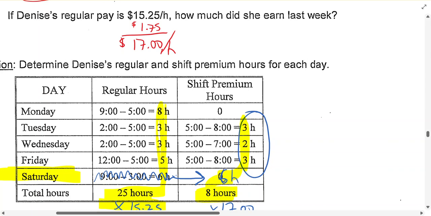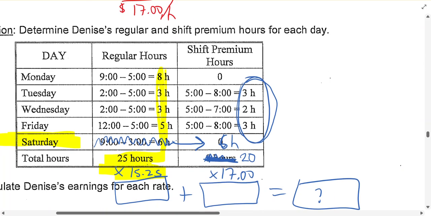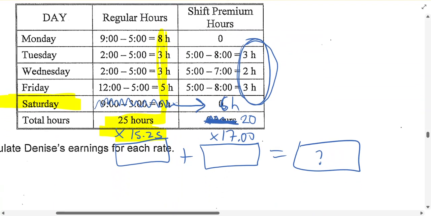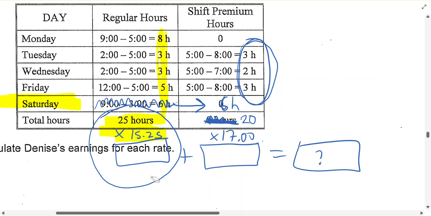Adding them all up then, 3 plus 2 is 5, plus 3 is 8, plus 6 is 20. So 20 hours at shift premium and 25 hours at regular. Okay, so this person then figured out regular pay, figured out shift premium pay, and added them up for a grand total. So it's the same thing we've been doing, just slightly different, working sideways.